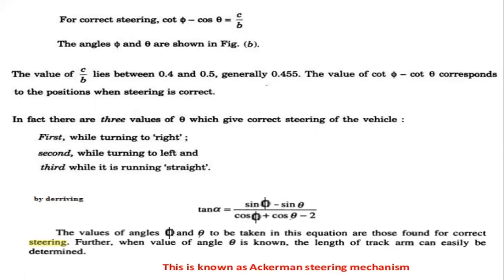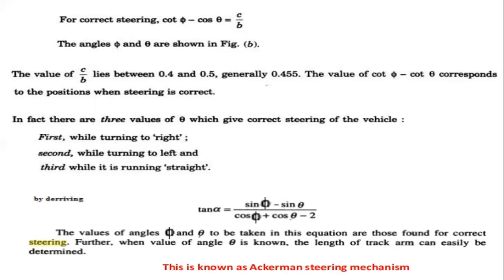The second one is when the automobile is turning to its left position, and the last one is when it is running in the straight position. So these are the three values of theta which give the correct steering of the vehicle: when the vehicle turns right, when it turns left, and when it moves straight.